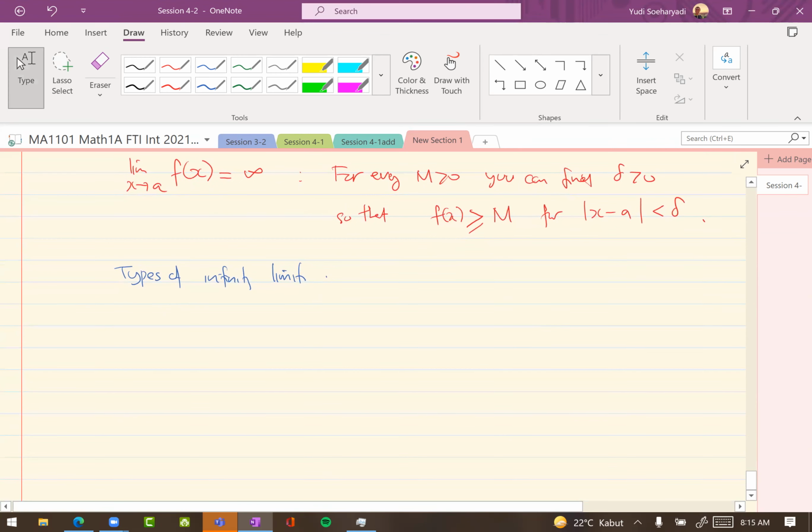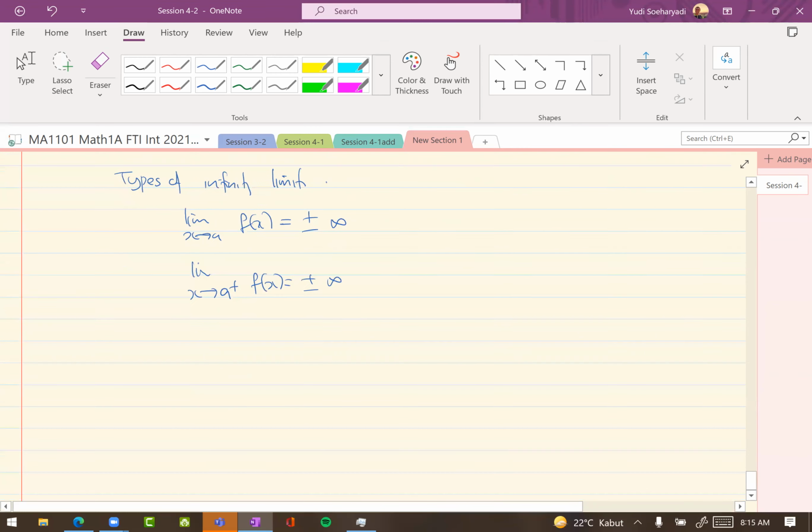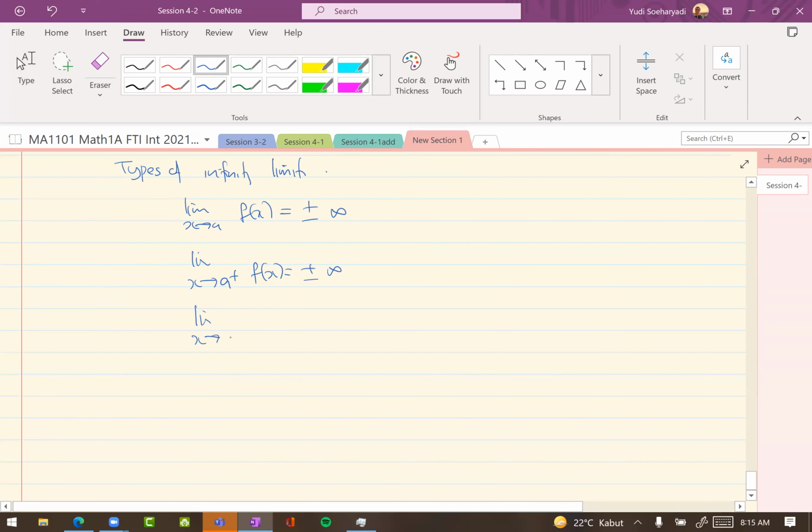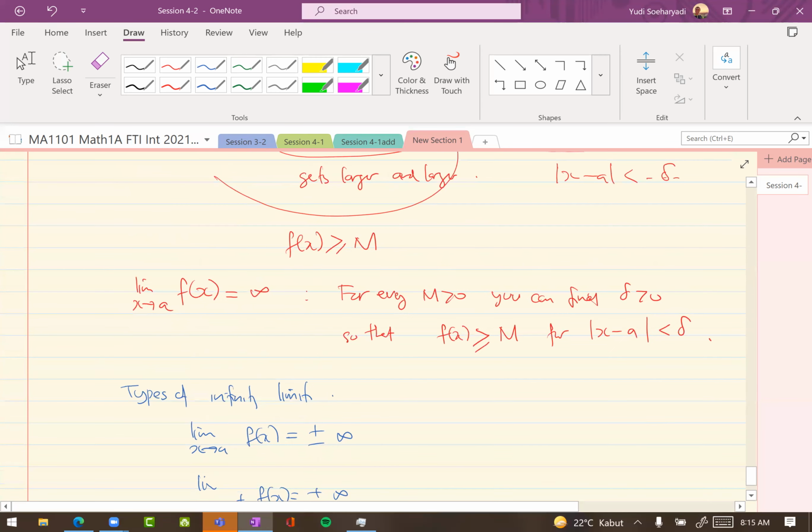Okay. It can be replaced by a one-sided limit, plus or minus infinity, or you can also have a one-sided limit to minus infinity, or this one, also one-sided from the left. So those are what we call the infinite limits.